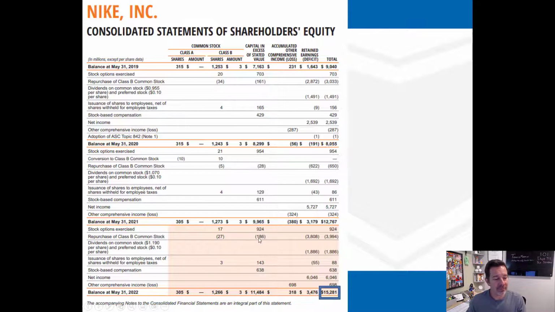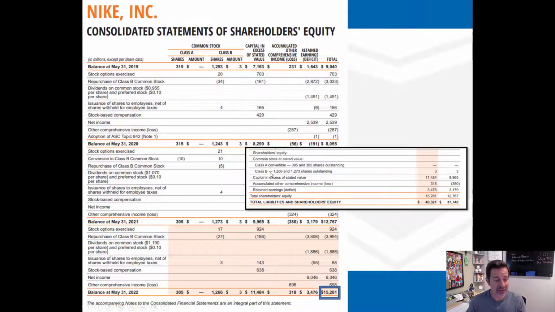You can see they bought back some of their common stock. Treasury stock. So that's taking away from the amount of shares that are out there, and also taking away from that capital in excess of stated value. You see they paid dividends. That's a hit to their retained earnings. And then there's their net income that adds to retained earnings. And you can see they've calculated the new balances for every category, and we get total shareholders' equity of $15.2 billion.